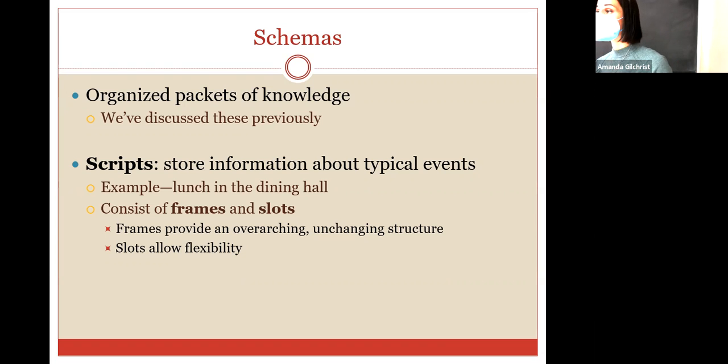You know, at some point, if I want hot food, I'm going to have to get in that line, but I'm modifying the sequence to allow for more flexibility. So scripts basically consist of what is called a frame and also what are known as slots. Frames provide an overarching, unchanging structure. You're probably going to have to scan your card for food, and that has to happen at the very beginning.